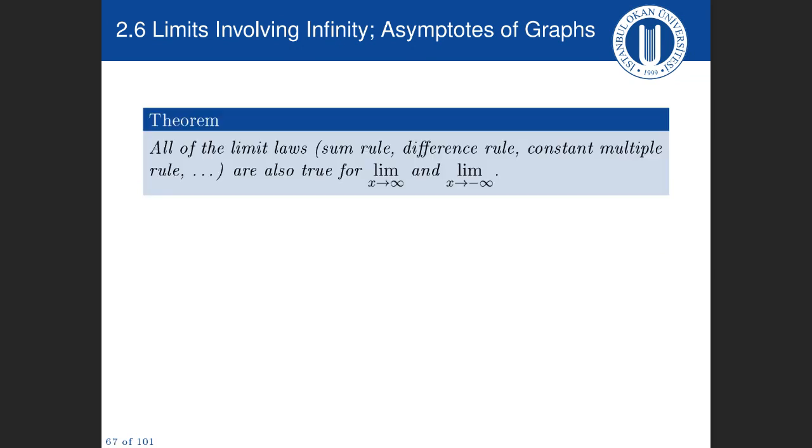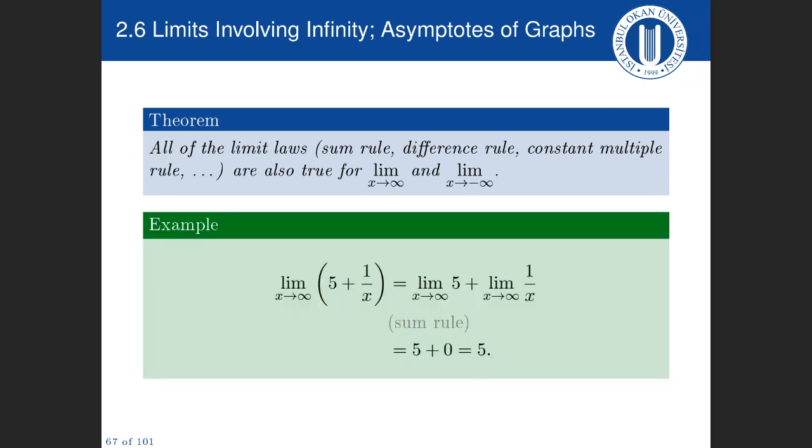All of the limit laws, that's the sum rule, the difference rule, the constant multiple rule, etc., are also true for limits as x tends to infinity and limits as x tends to minus infinity. So for example, we can do things like this. The limit as x tends to infinity of 5 plus 1 over x is the same as the limit of 5 plus the limit of 1 over x.